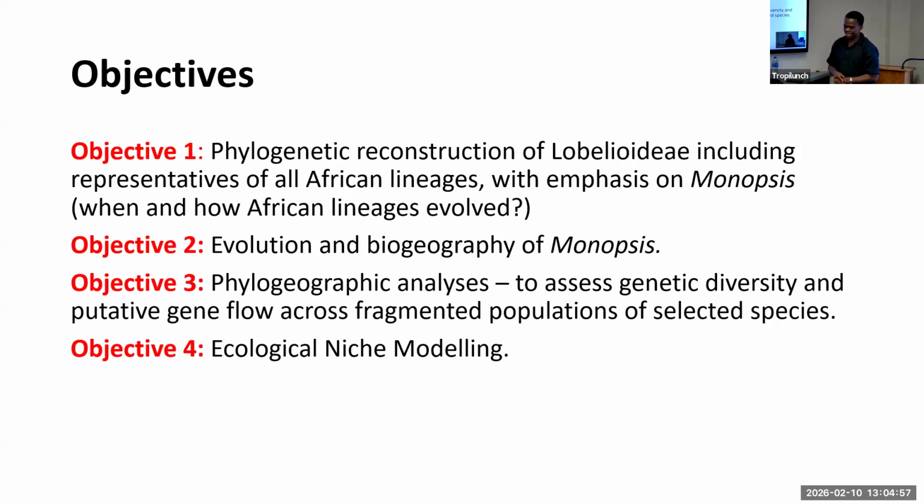And then objective number three is where we'll try to understand the genetic structure and assess the genetic diversity, because we've got these disjunct populations. We want to see if those populations are isolated or if they still have gene flow between them. And the last objective is where we'll develop niche models to predict how future climatic changes are going to affect the current distribution, or the current species ranges that we have. So those are the four objectives, and then I will talk about objective number one.